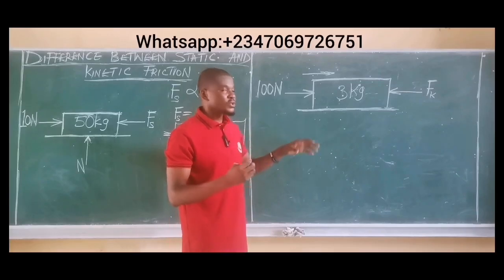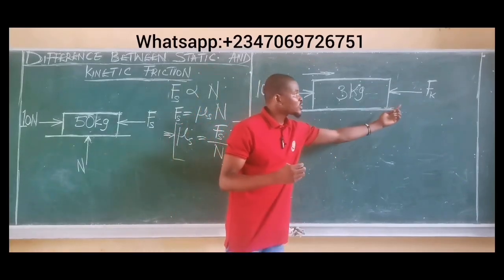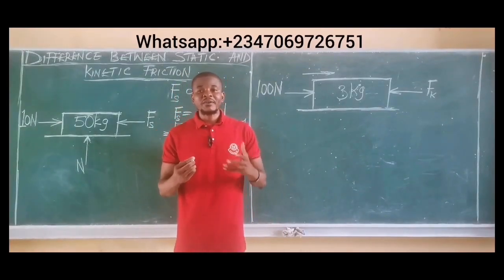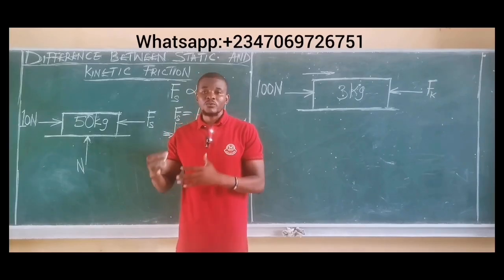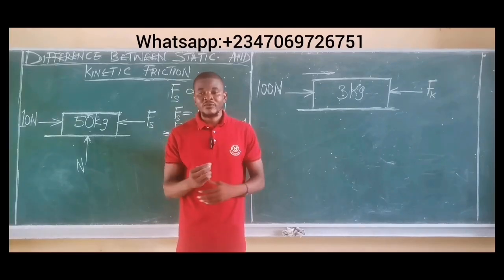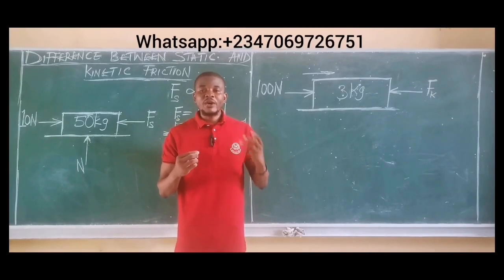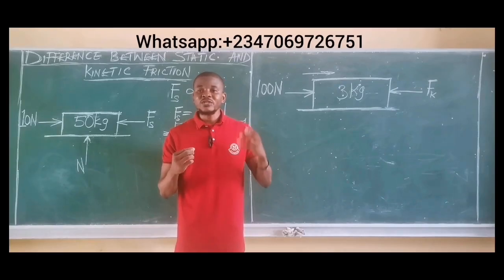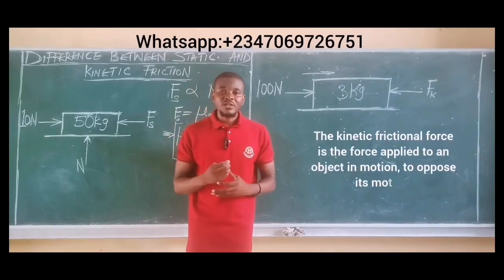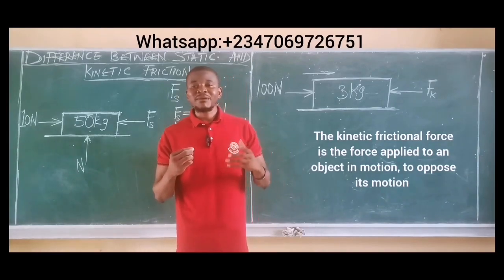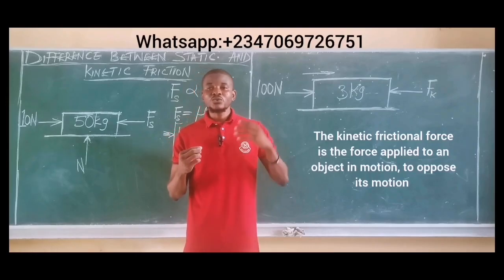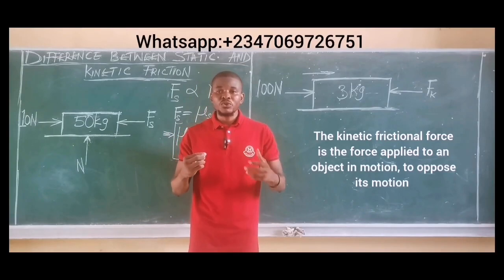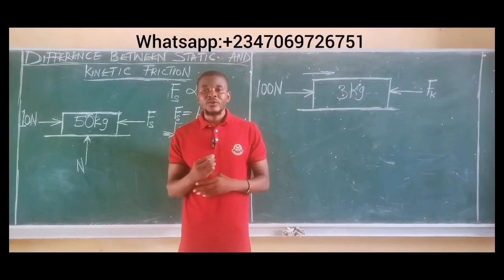So while this object is in motion, it is experiencing a frictional force which is acting against the motion of that object, hoping that a point will come when the object will come to rest, and all thanks to what? The frictional force. In this case, when the object is in motion, the frictional force exerted is called the kinetic frictional force. The kinetic frictional force is simply the force which is applied to an object in motion to oppose the motion of that object. So while the object is experiencing motion, there is still frictional force acting on the object.